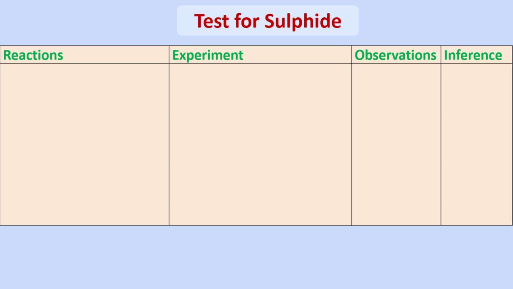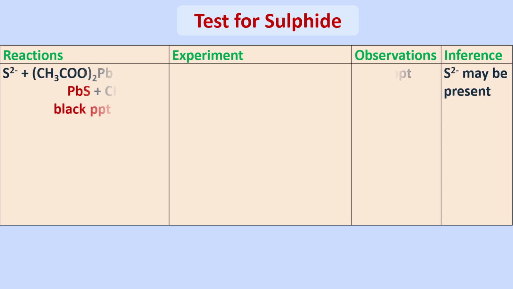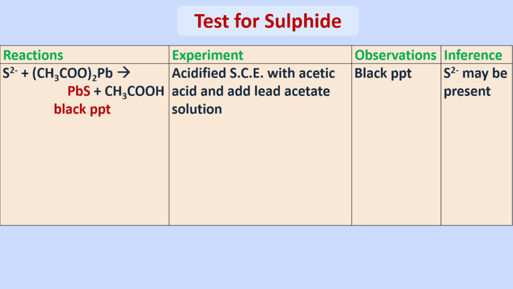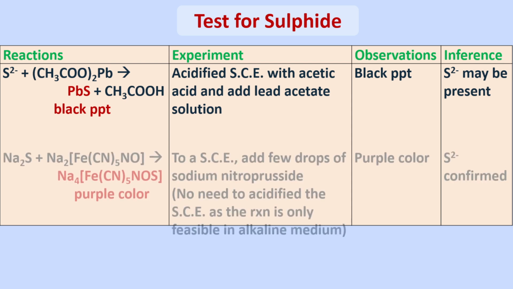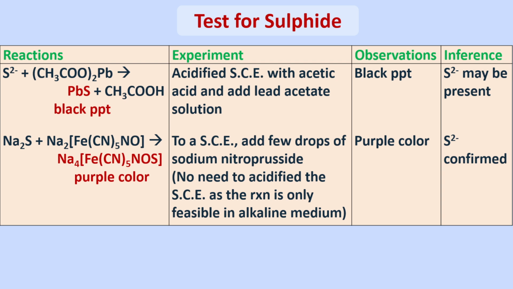Confirmatory test for sulfide. Acidify the sodium carbonate extract with acetic acid and add lead acetate solution. The formation of a black precipitate of lead sulfide indicates the presence of sulfide ion. For further confirmation, take sodium carbonate extract and add a few drops of sodium nitroprusside. The formation of purple color confirms the sulfide ion. Do not acidify the sodium carbonate extract, as the reaction only occurs in an alkaline medium.